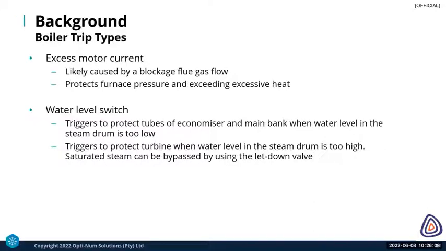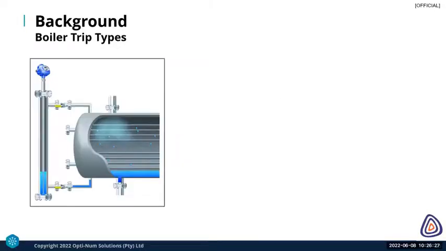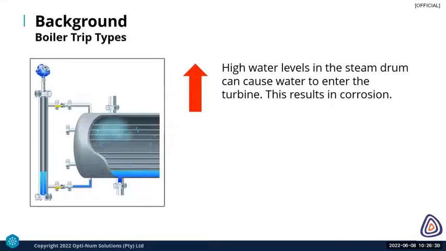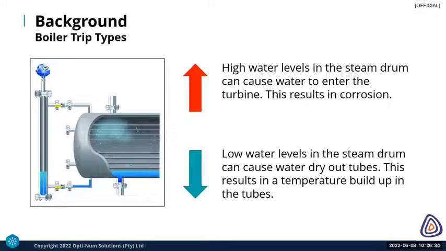There's two levels to this trip. There is a high trip and a low trip. The high trip triggers to protect the turbine when the water level in the steam drum is too high. That's because if you pass saturated steam through the turbine, I believe it ends up damaging the turbine over time. High water levels can cause corrosion in the turbine. And then for the low water levels, the trip happens to prevent the dry out of the tubes.